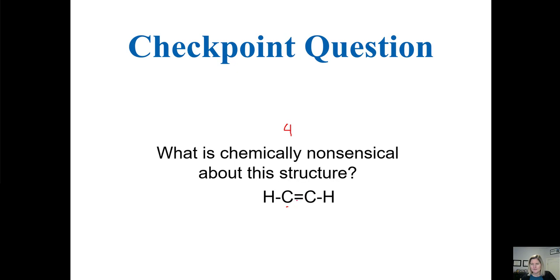There's 1, 2, 3. There's only 3 covalent bonds, so this doesn't make sense because it needs 4 covalent bonds and it only has 3, 1 with hydrogen and 2 with the carbons. So this doesn't make sense. We actually need maybe another hydrogen to form the 4th. Okay, maybe this one needs another hydrogen too. Now they can fill out their valence shell.